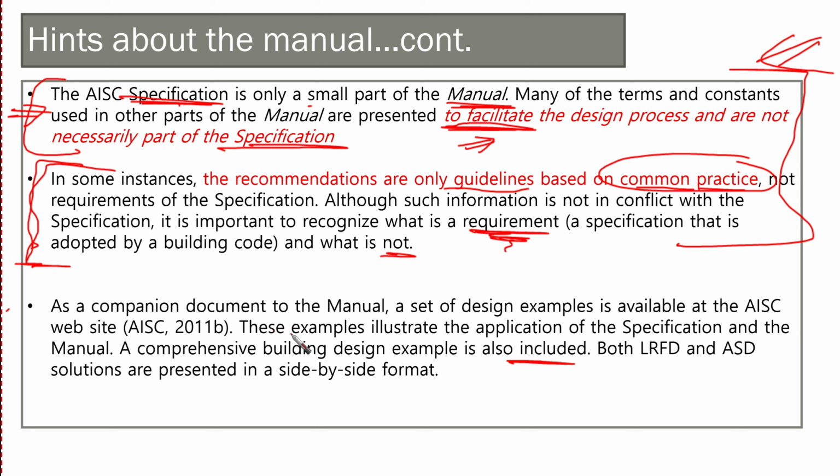So it is highly recommended for you to have a look at this examples manual. Inside it, there is a comprehensive building design example. This is very nice. Comprehensive means that it's a detailed building. A whole building design example is also included, so we're going to find beams, columns, connections, everything. Both LRFD and ASD solutions are presented in a side-by-side format.